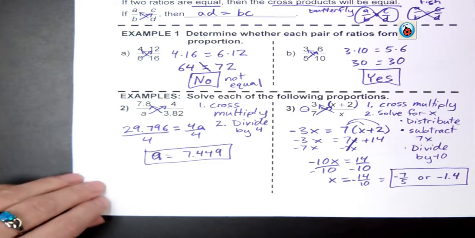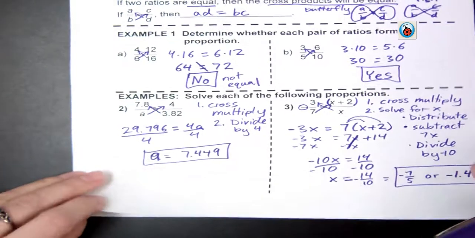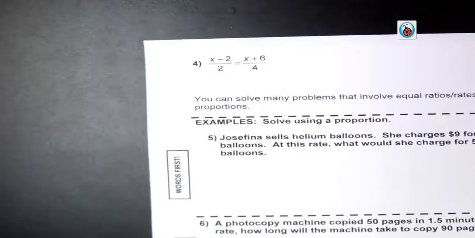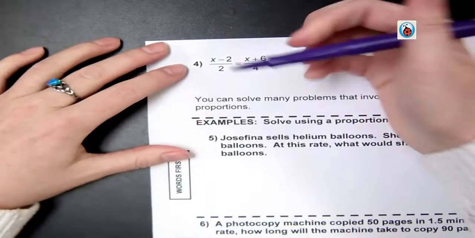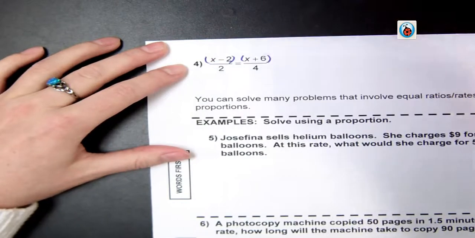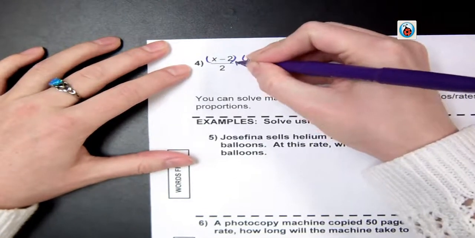Okay, so flip on over now to your page 2 of notes. Here we have another example of the same thing. We just have that 2-term of x minus 2 and x plus 6. We have that on both sides of the equation. But our steps are still the same. We're going to cross multiply.